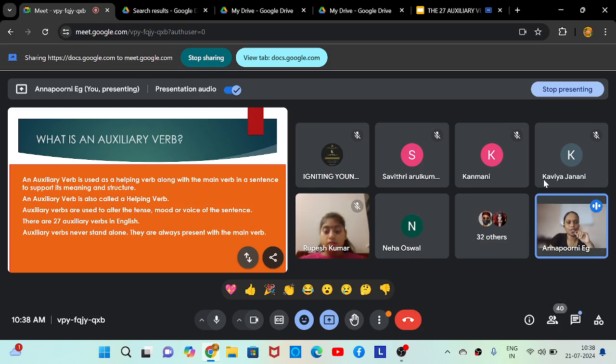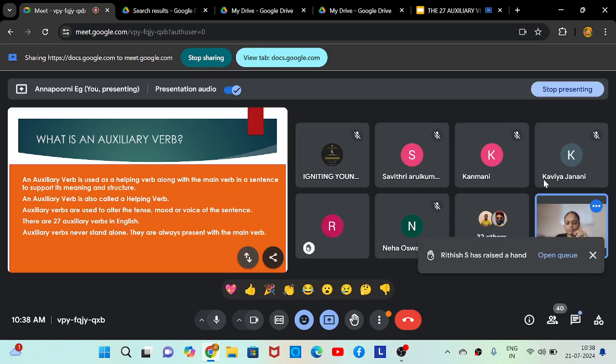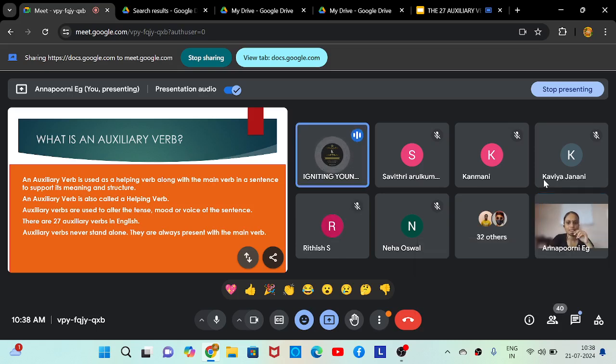Yes, Ritesh, do you want to tell something? You are raising your hands, Ritesh. Annapurni, don't give importance to that, because without knowing, they are touching something.